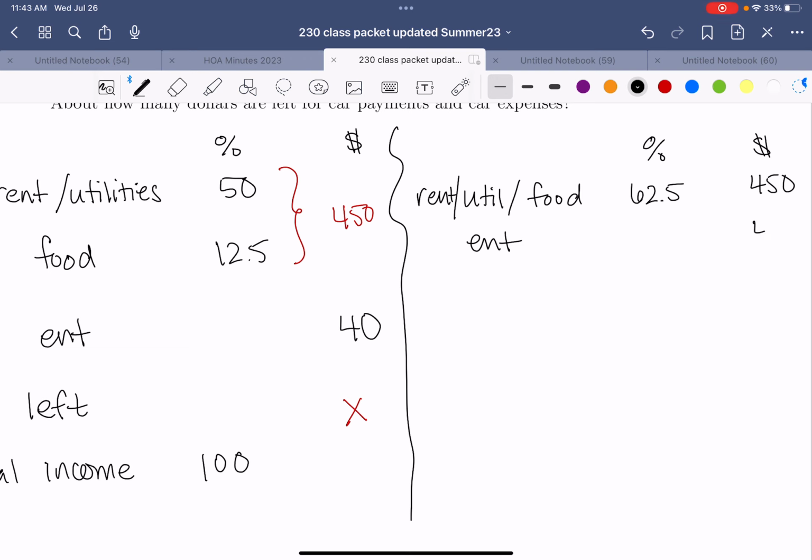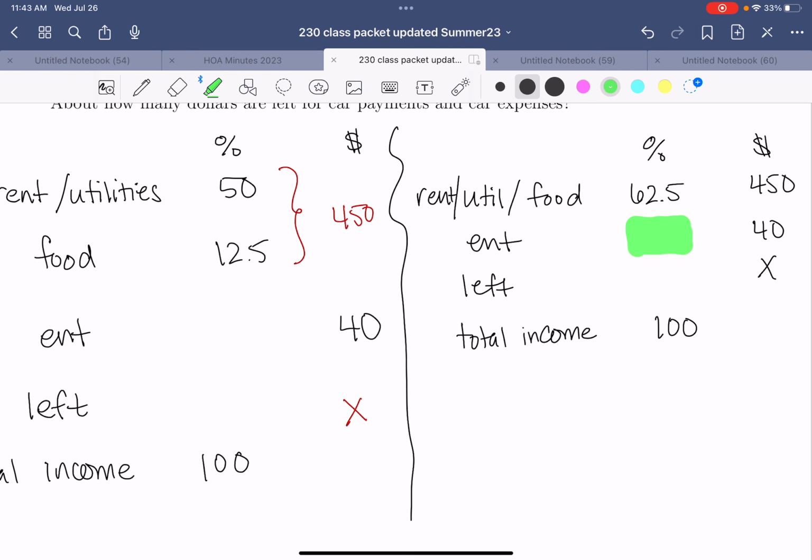Okay. Entertainment, we have under $40. What's left, we want to know what that X is. And then we have the total income, and that's your 100%. Okay. So now I have some options here. Option one, I could figure out what percentage entertainment is, right? That would lead me to find out what percentage is left. And then I could convert that over here to dollars, okay?